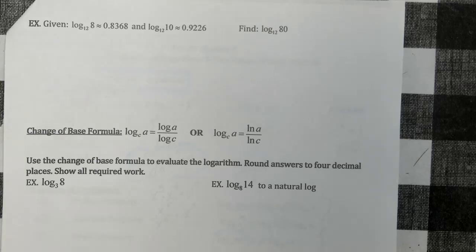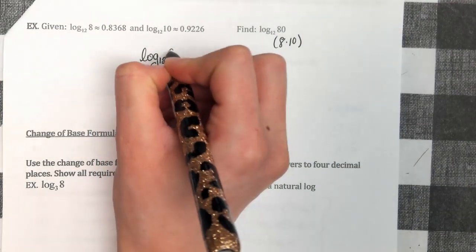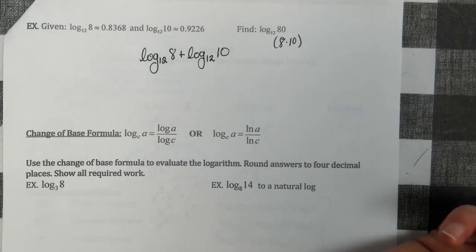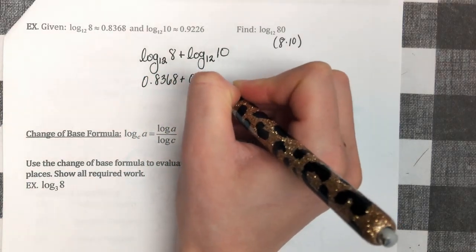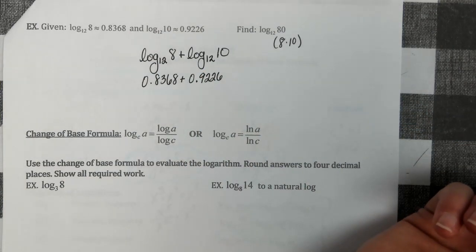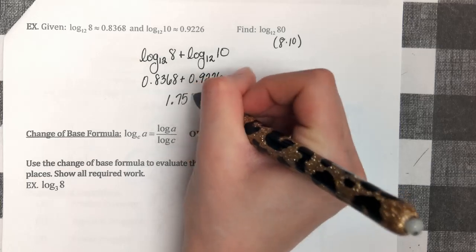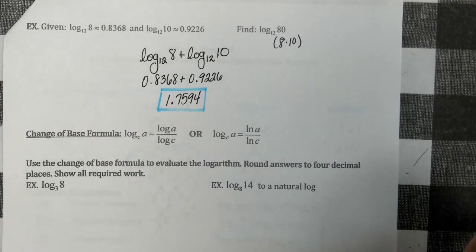So now I've got log base 12 of 8 and log base 12 of 10, and I want to find log base 12 of 80. What do you think I'm doing there? Split it to what? This is 8 times 10. So I've got log base 12 of 8 plus log base 12 of 10. So 0.8368 plus 0.9226 is 1.7594. We're good with that? Okay.